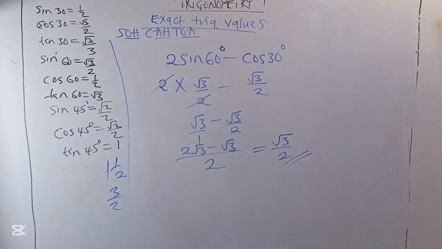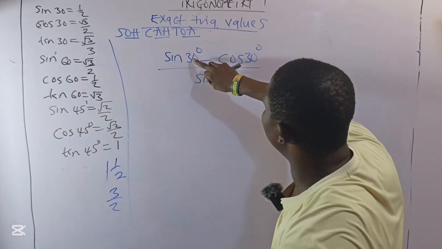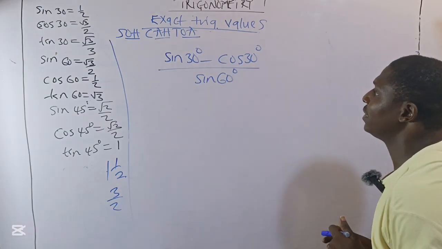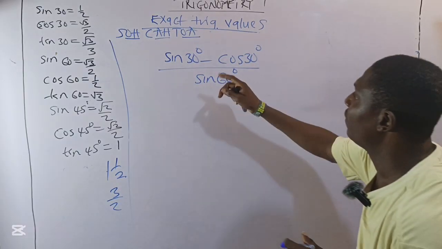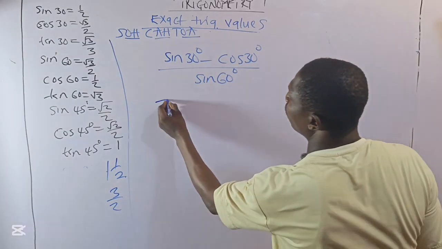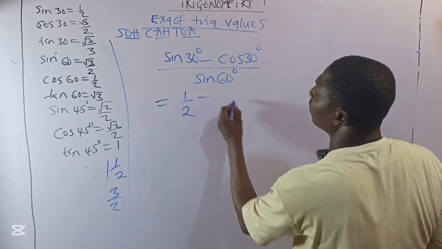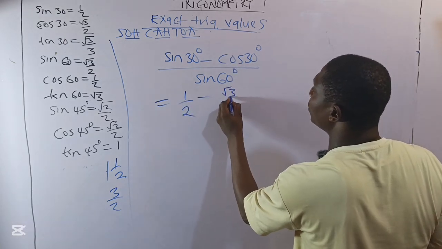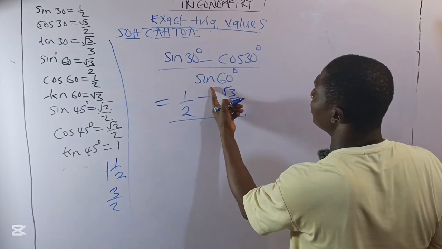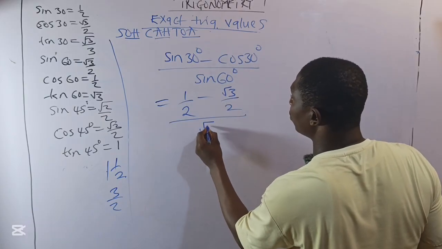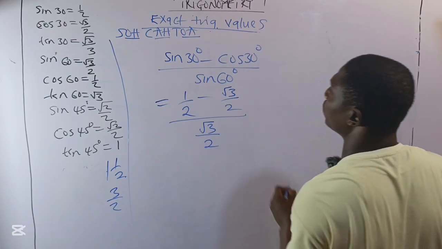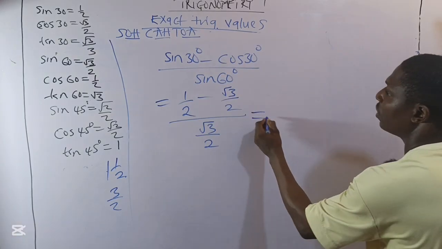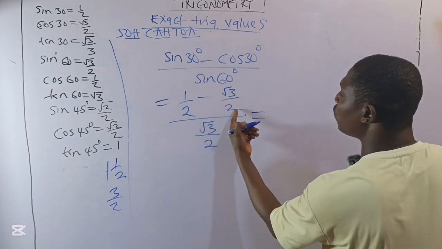So we have again sine 30 degree minus cos 30 degree all over sine 60 degree. How do we resolve this? First, sine 30 we already know is 1 over 2, minus cos 30 is root 3 over 2. And sine 60, equal to cos 30, equal to root 3 all over 2. Now, we can see that for the top, we have 2 and 2 for the numerator.